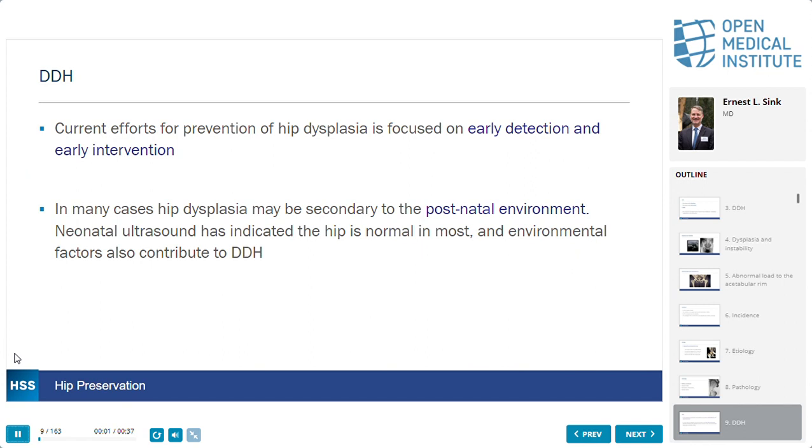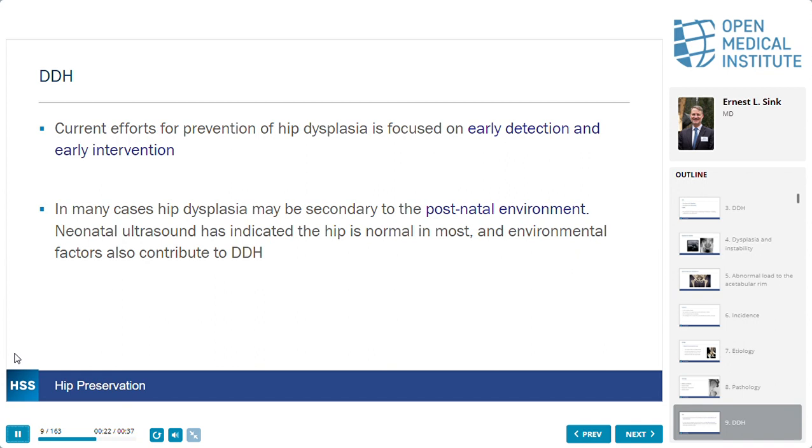Current efforts for prevention of hip dysplasia are focused on early detection and early intervention. It's a plastic thing at that time. If you can detect it early and do early intervention with Pavlik and bracing, then perhaps that's best for the hip. In many cases, hip dysplasia may be secondary to the postnatal environment, okay?